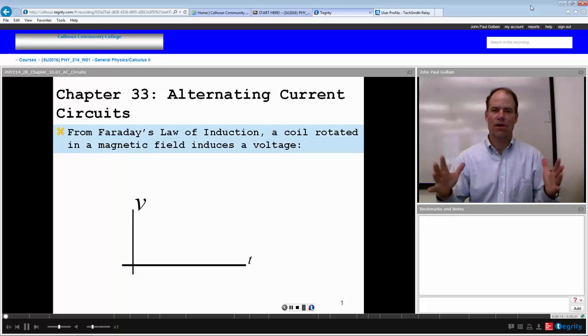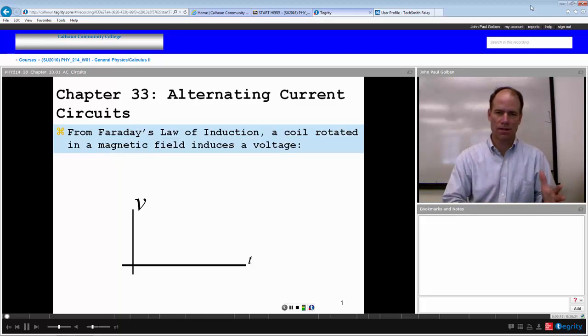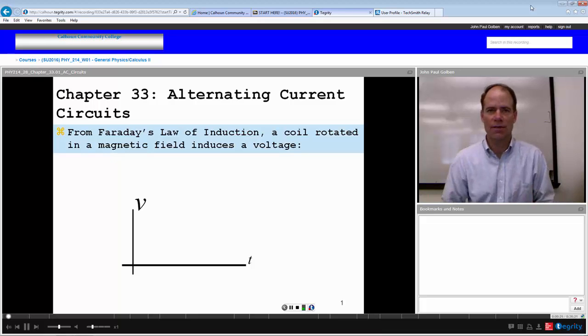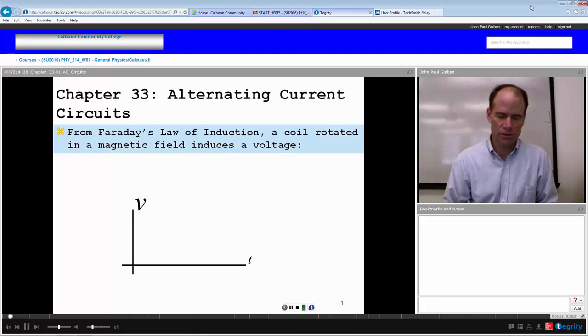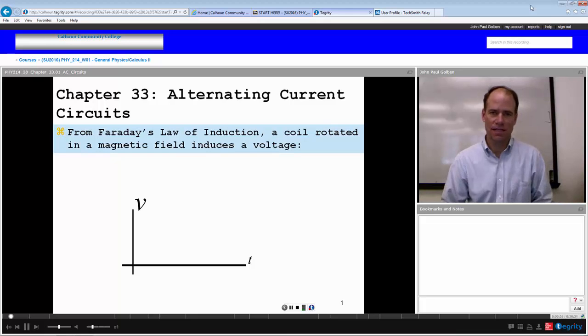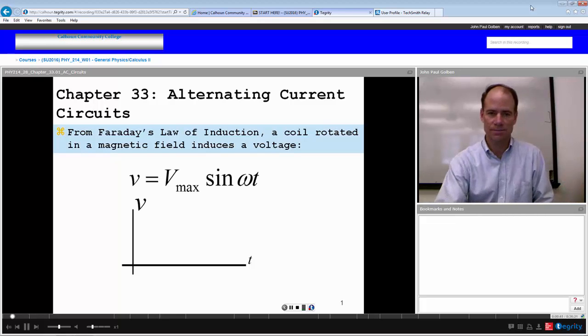by having a large magnet and a coil in between those magnetic poles, and actually turning that coil in that magnetic field. And when we do, the flux is going to change sinusoidally, and we will get a sinusoidal voltage and hence a sinusoidal current. That's the way we generate power in the United States.